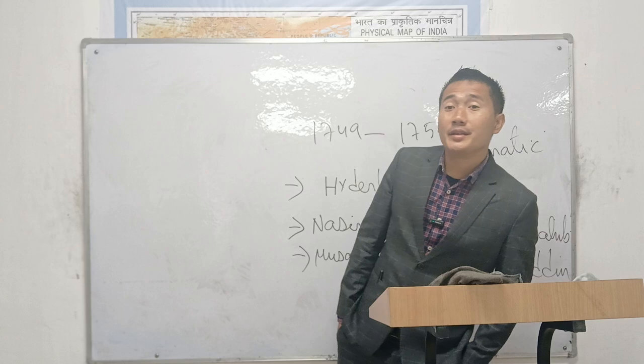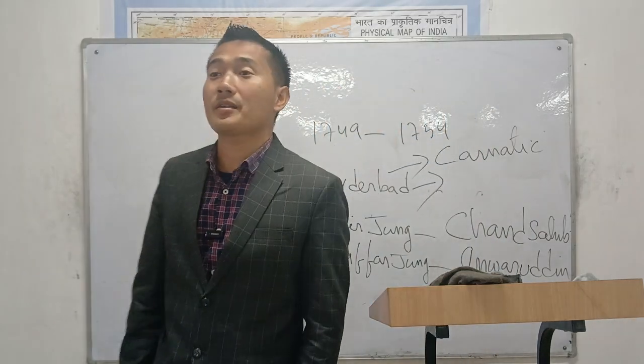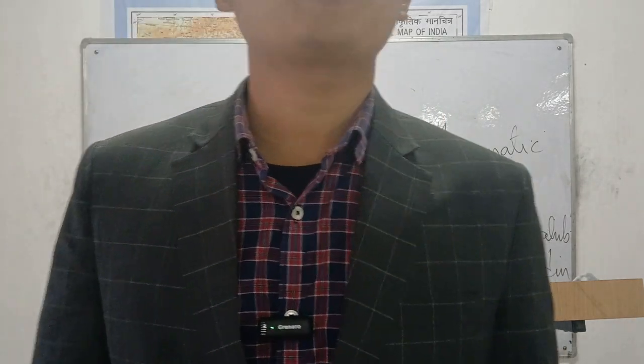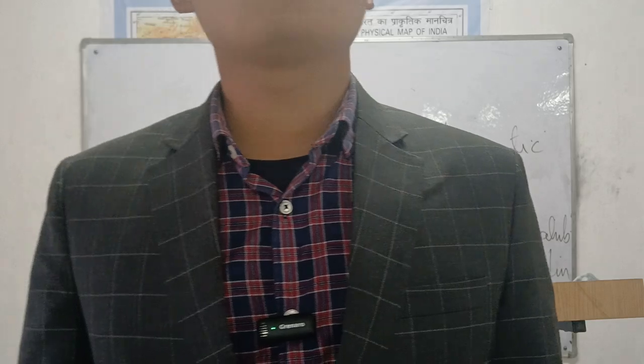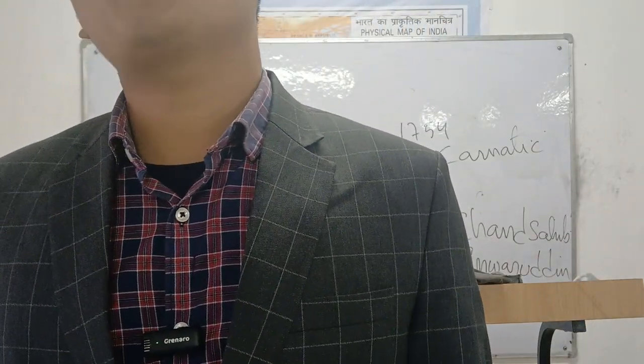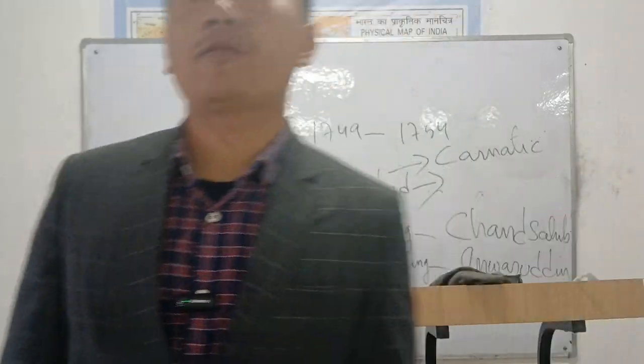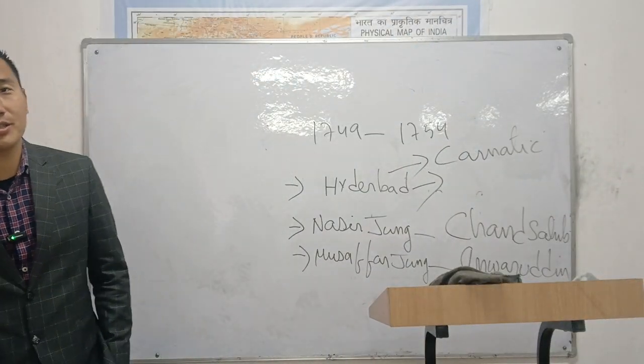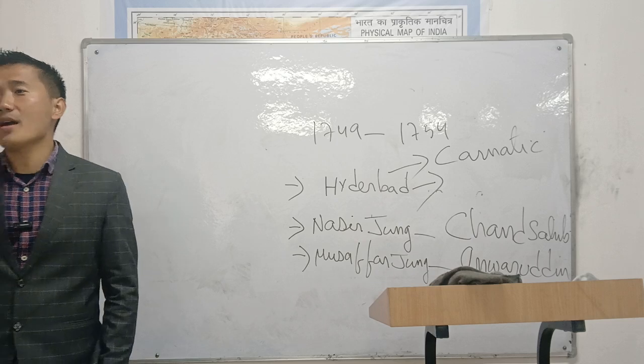Here it was the English who emerged as victors. In the Second Anglo-French War, it was the English who won the war, and the war came to an end by the Treaty of Pondicherry. In the first, no one was the winner, 50-50, Treaty of Aix-la-Chapelle. But in the Treaty of Pondicherry, it was the English who defeated the French. But again, they had one more war to fight.